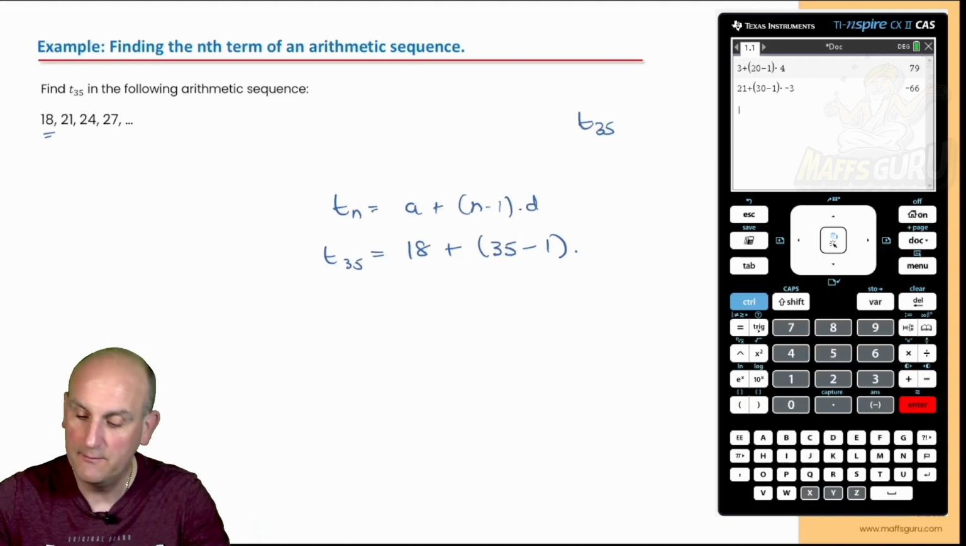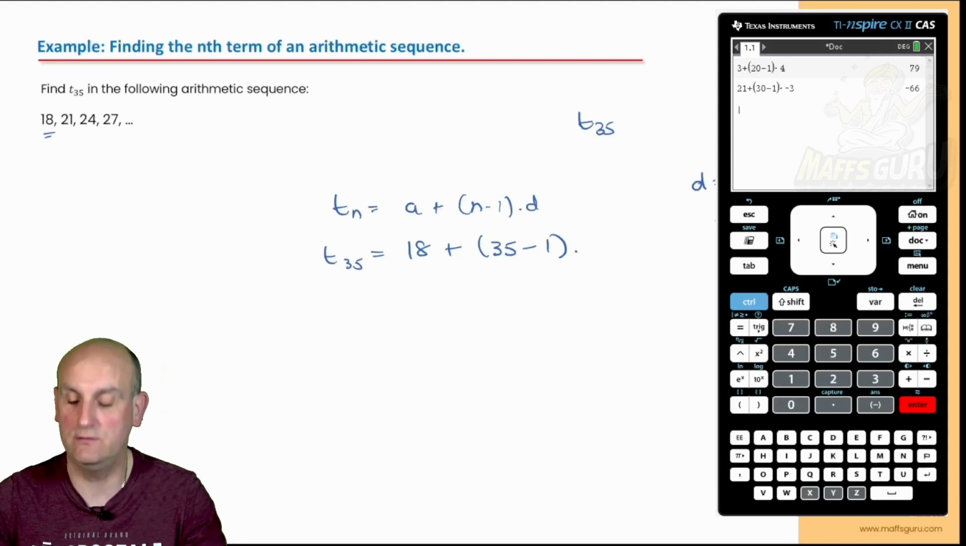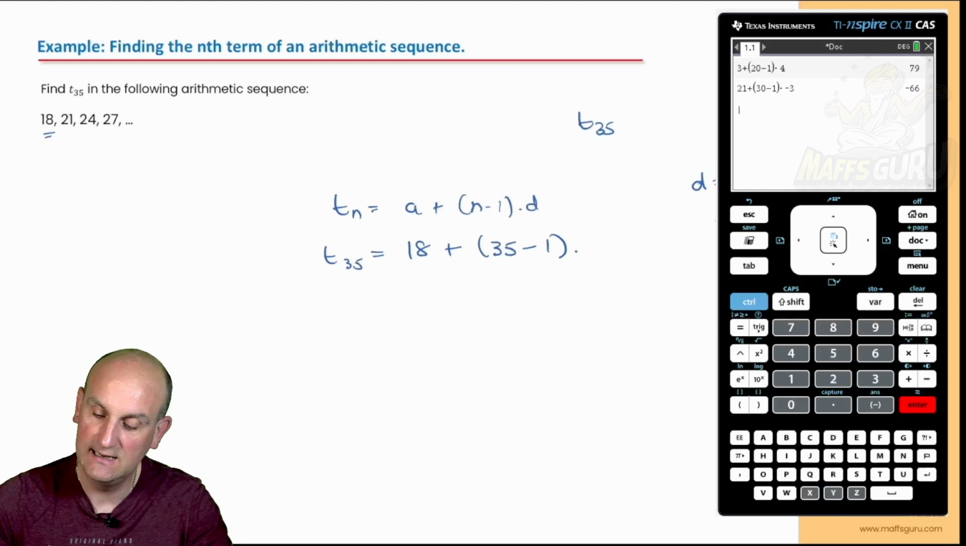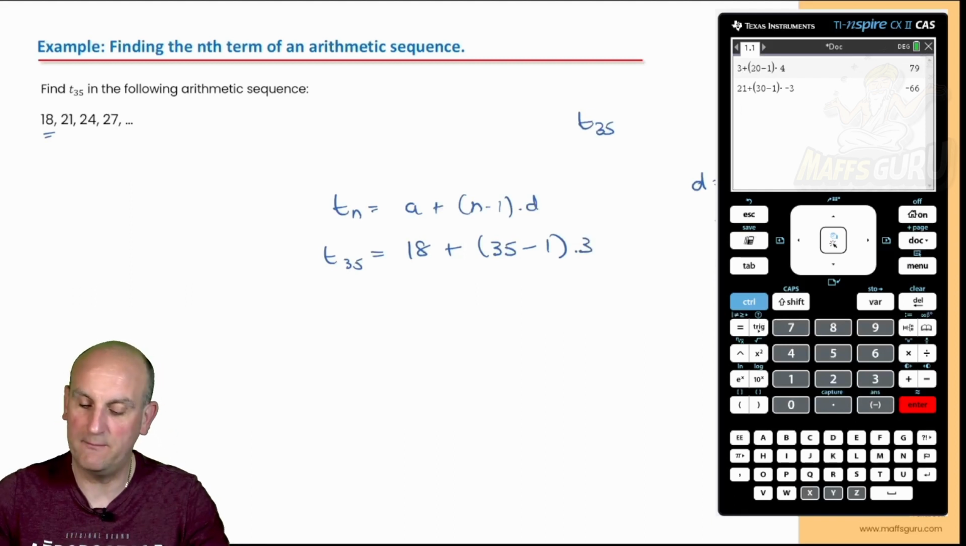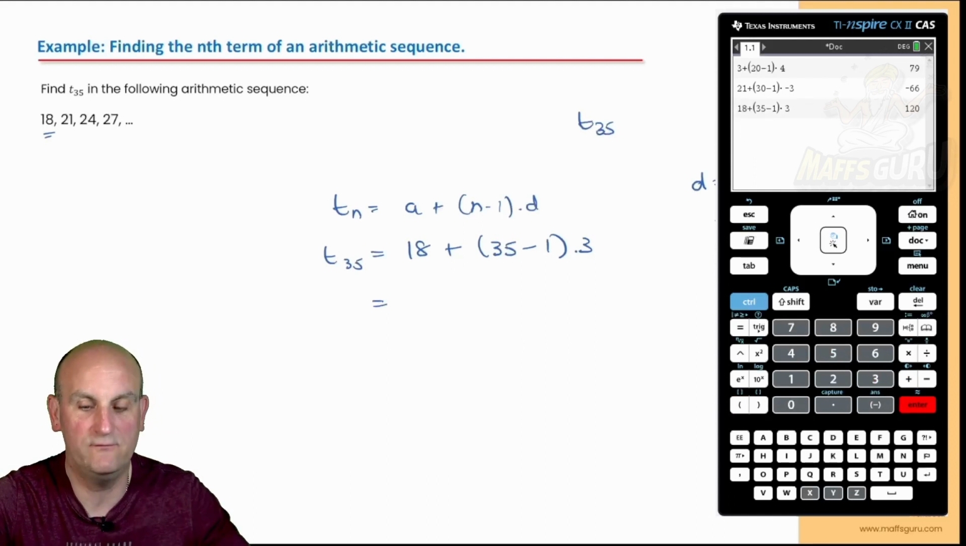Yes, we do, because my common difference is given by the second term minus the first term. Now, in many cases, the question may even give you the common difference. 21 minus 18 is 3. So in this situation, I'm going to just multiply that by 3. How am I going to do this? I've got my calculator. Why would I make these things harder? 18 plus 35 minus 1. How am I going to multiply that by 3, if you would be so kind?